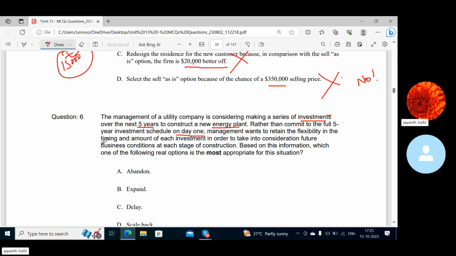Management wants to retain the flexibility in the timing and the amount of each investment in order to take into consideration future business conditions at each stage of construction. That means they don't want to put the entire money on day one, because if they put the entire money, they don't know what's going to happen in the future. So they want to study, put some money and then proceed further. Based on this information, which one of the following real options is most appropriate for this situation?